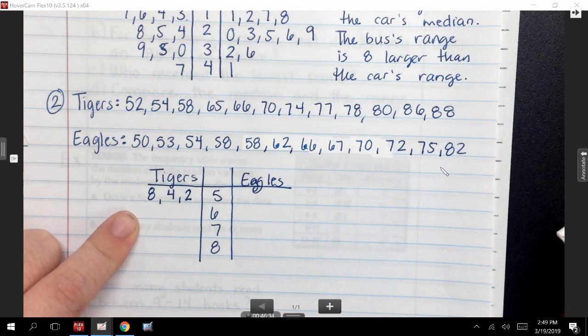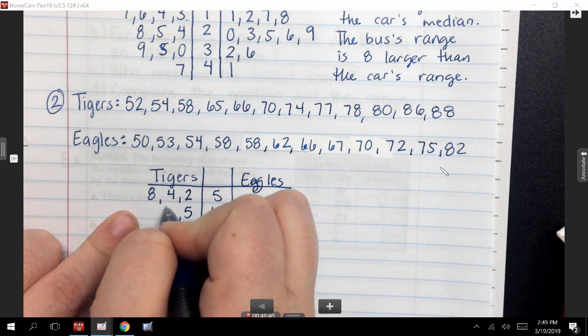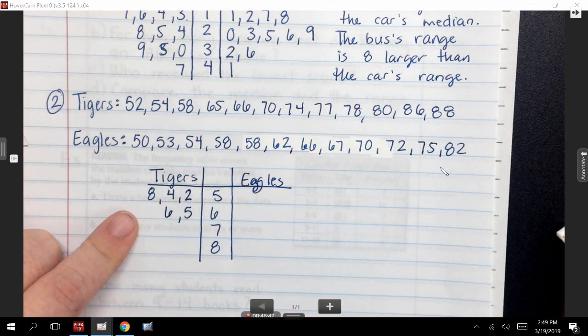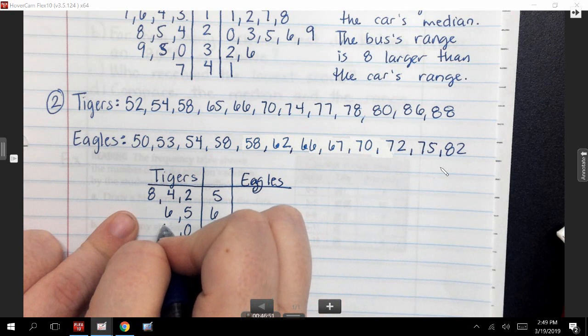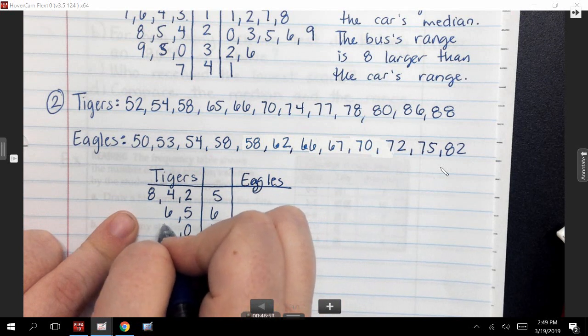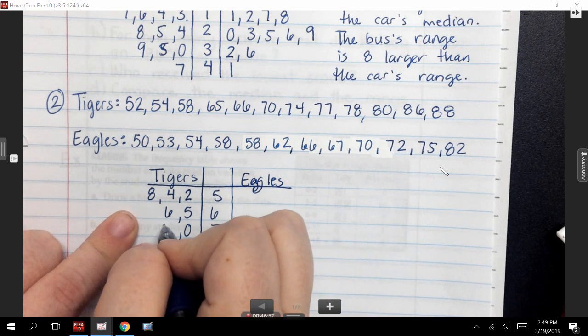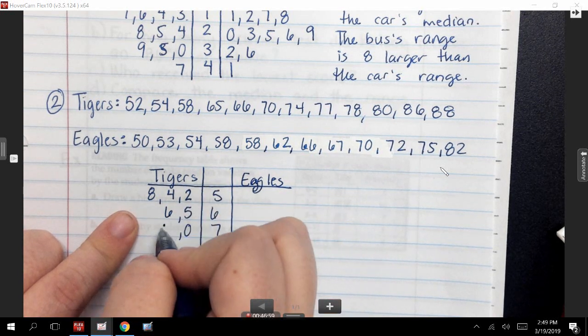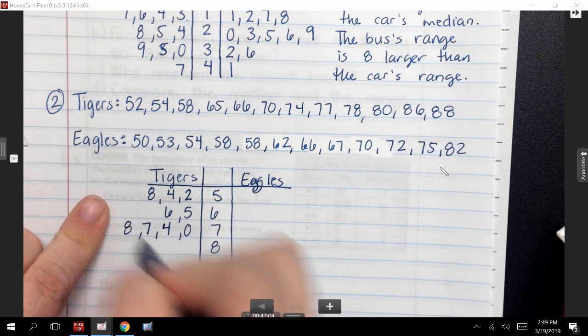All right. Tigers, what leaves are going to go with my 6? Taylor. 5 and 6. For the 7, my folks that are in here, we're still working. 7, Jacob. I think it's for the Tigers. Oh, Tigers, my bad. 0, 4, 7, and 8.